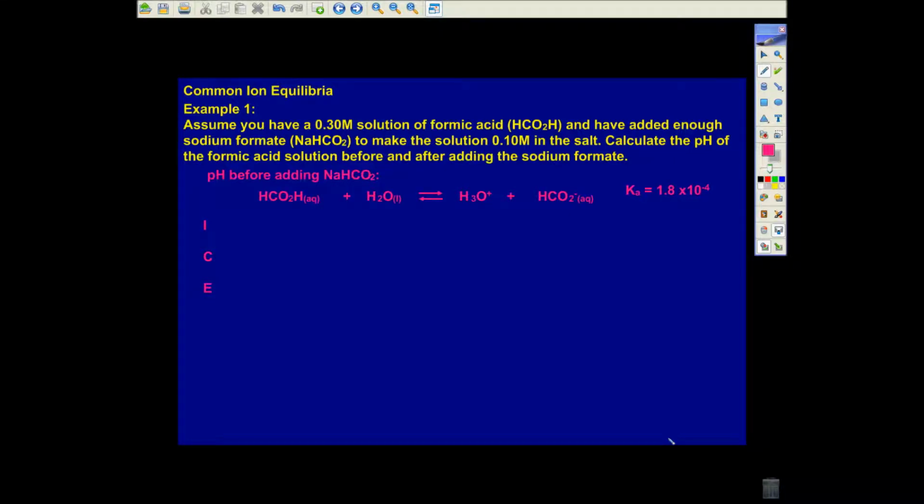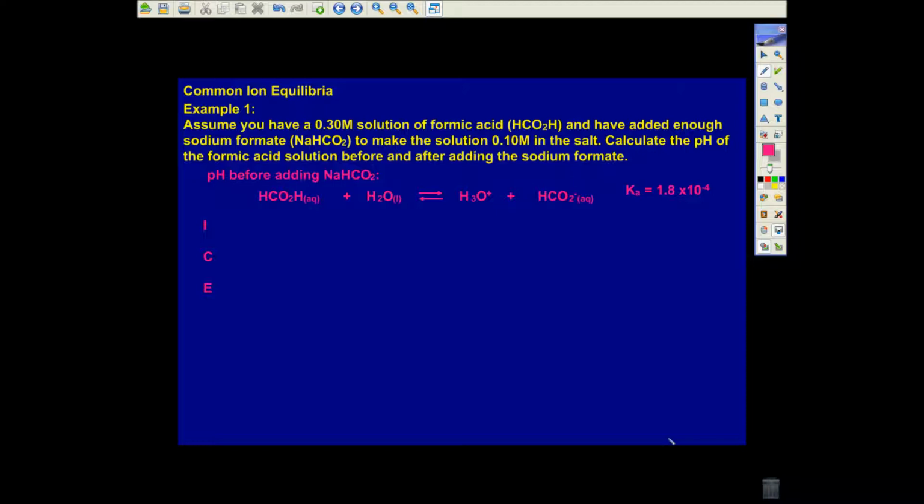In this video, we're going to look at the common ion effect on chemical equilibrium. So we're going to do this by example. In the first example, we have a salt being added to an acidic solution. The example question tells you that you have a 0.30 molar solution of formic acid, and the salt you're adding to that is sodium formate. So both the formic acid and the sodium formate have a common ion in the form of this formate ion right here.